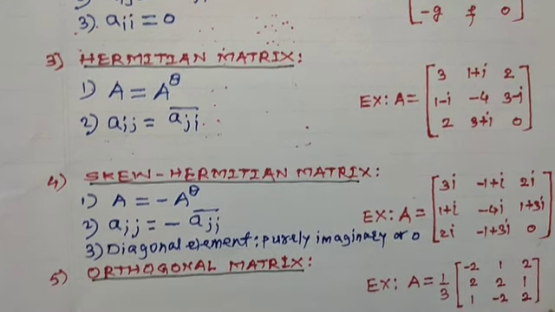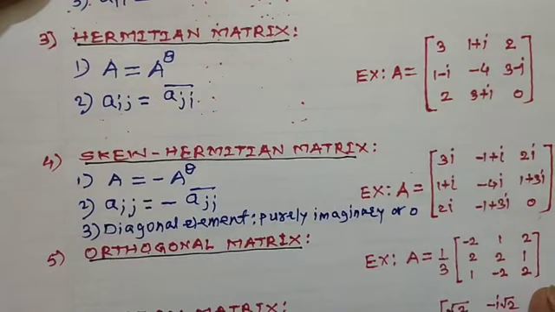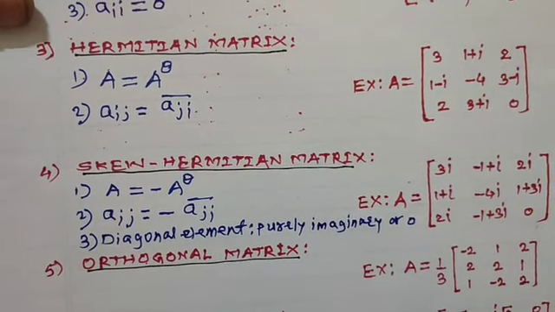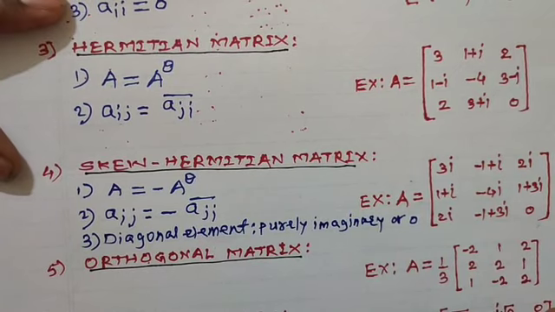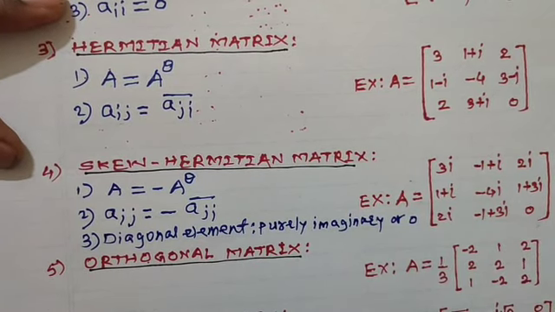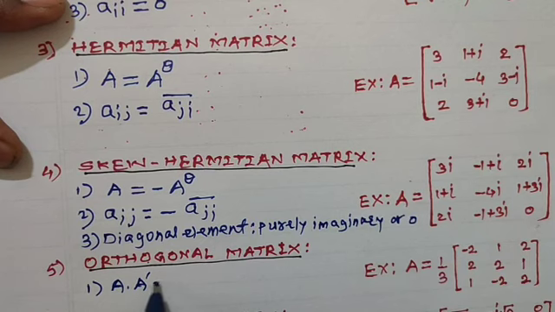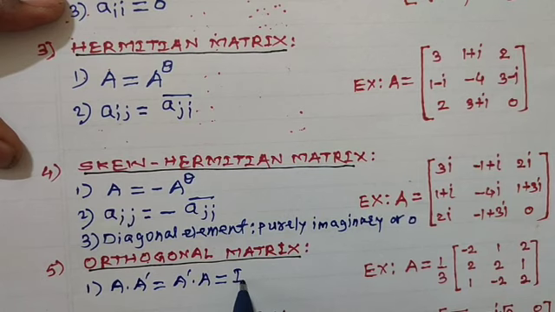Okay, then the next matrix is the orthogonal matrix. Let us know about this orthogonal matrix. A square matrix A is said to be orthogonal if, condition number 1, A into transpose of A is equal to transpose of A into A, which is equal to the identity matrix I of the same order as matrix A.